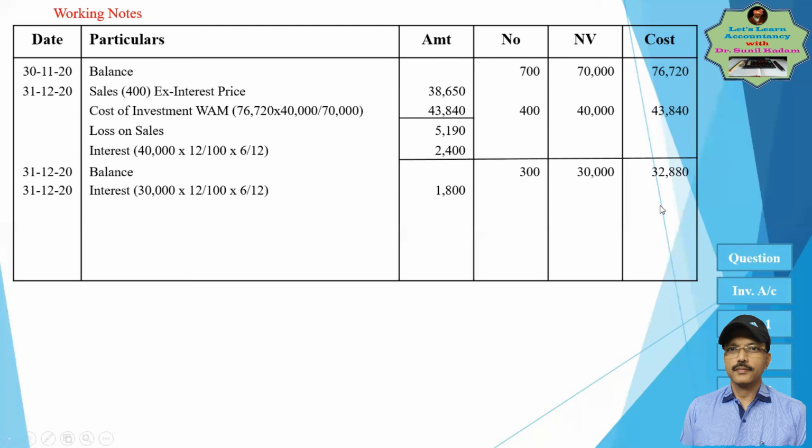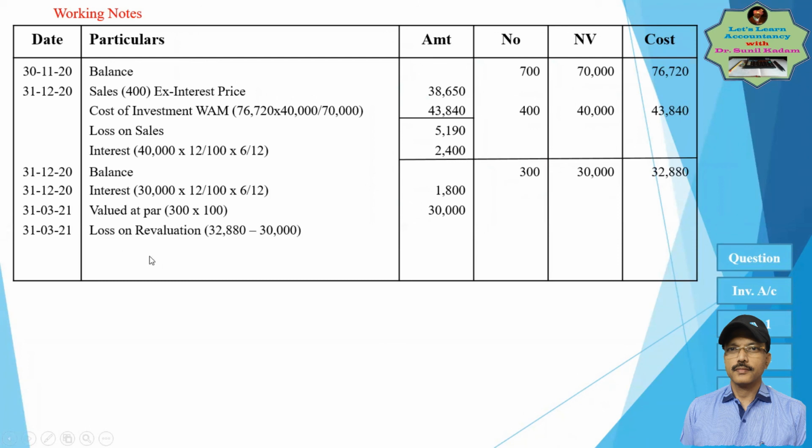But AS 13 says whichever is lower has to be taken. So the market price is lower, and we need to adjust accordingly. Therefore, on 31st March, the revaluation will take place. Valuation at par, 300 into 100, that is 30,000 at par. Now when we compare 30,000 to 32,880, whichever is lower would be taken, 30,000. So this has to be deducted by the excess amount.